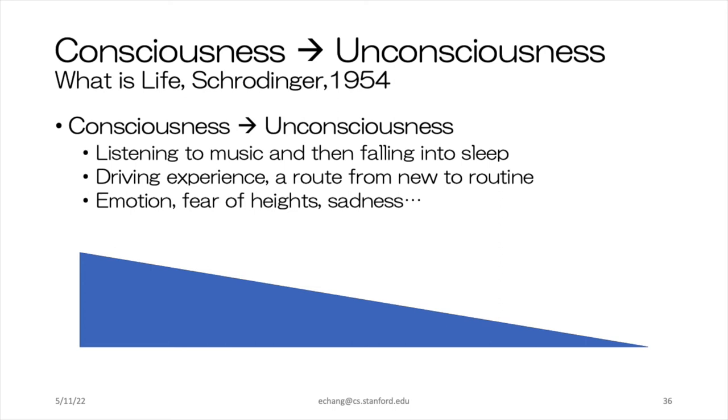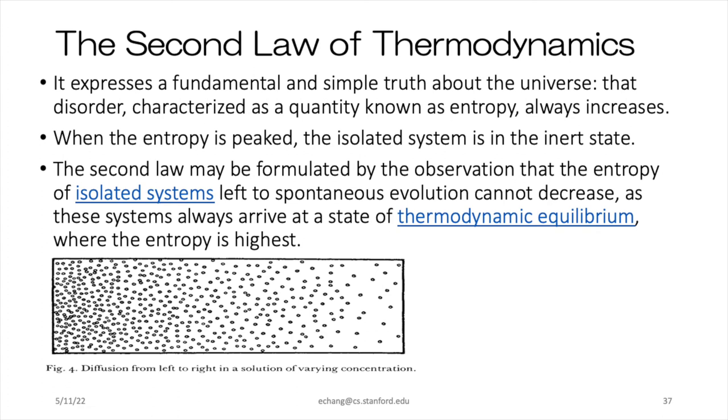And Schrödinger says that this kind of fading away can be thought of as the second law of thermodynamics. The second law of thermodynamics expresses the fundamental and simple truth about the universe, that disorder, characterized by a quantity called entropy, always increases. When the entropy is at its peak, the isolated system is, we call it, in a dead state or inert state. Like our physical body, eventually aging is a phenomenon of the second law of thermodynamics. And Schrödinger in his book actually made a joke about how we can live longer by slowing down our increase of disorder. There he suggested a couple of remedies. If you are interested, we can talk about it offline.